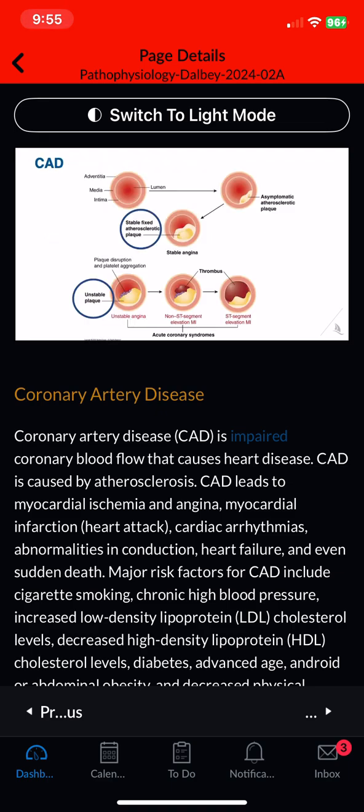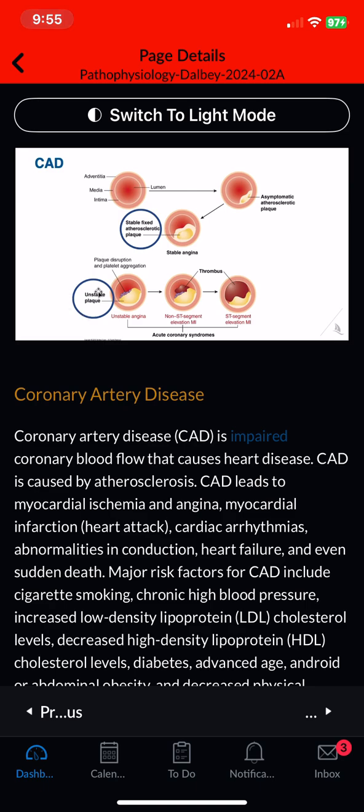There are two types of plaques that can develop in CAD, and these give rise to the outcomes for the myocardium. So the first is called a stable or fixed plaque, and that means it's not ruptured or moving, it's just stable. This causes what we call stable angina, which is just an obstruction of blood flow. Stable angina causes an ischemic episode with exertion or effort, like exercise, shoveling snow, going up the stairs.